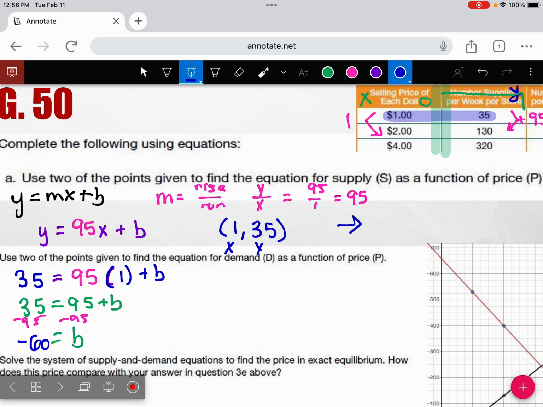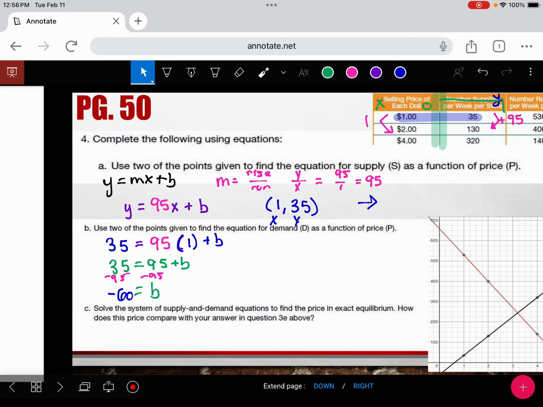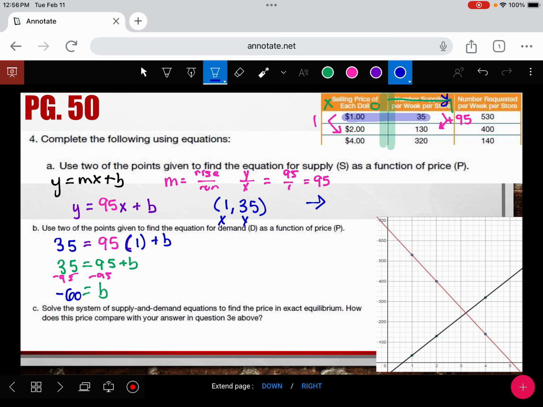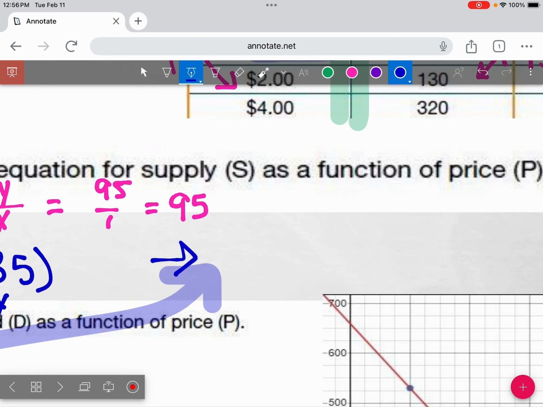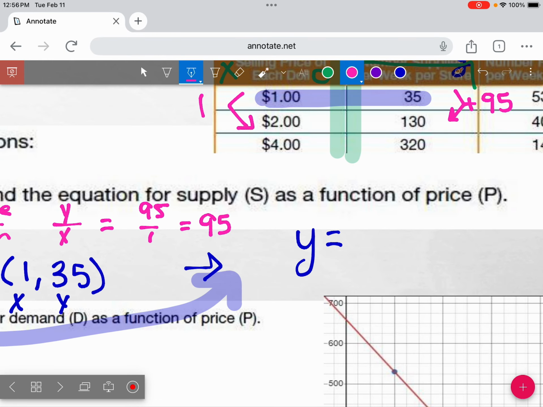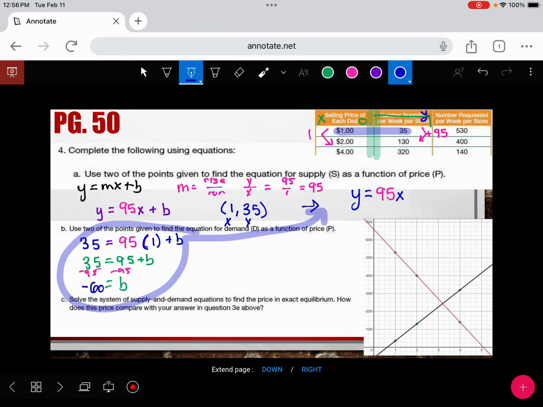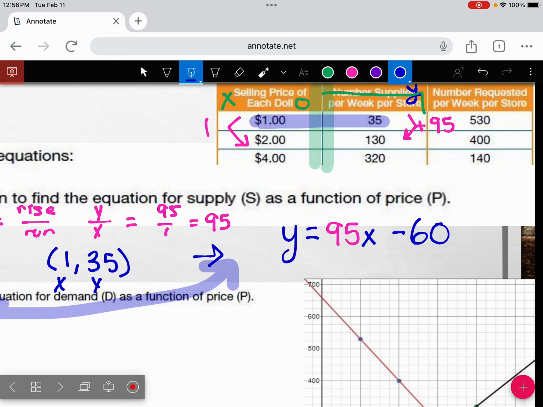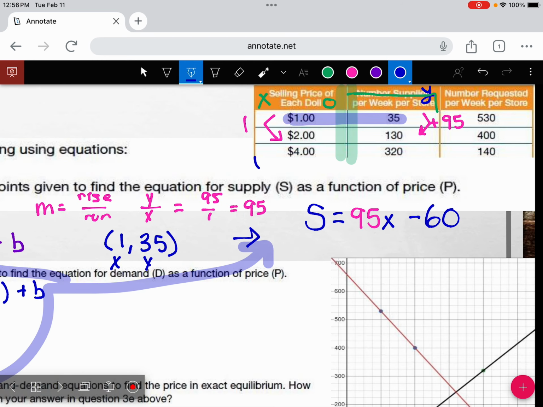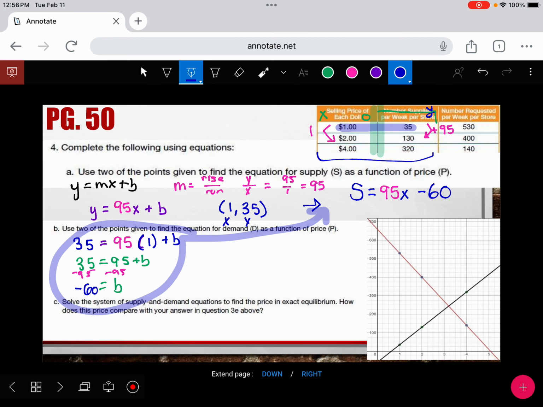So this equation all by itself, which all of this stuff is meant to be up here. I just generally was not paying attention to the words that I jumped. So our equation is going to be y equals that slope we found of 95x plus our b, which was minus 60. This is our supply. This is the one we did with these two pieces of information.